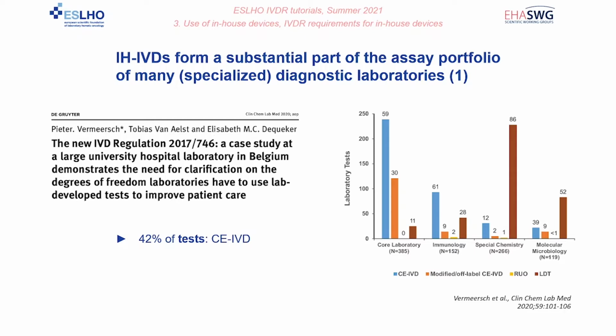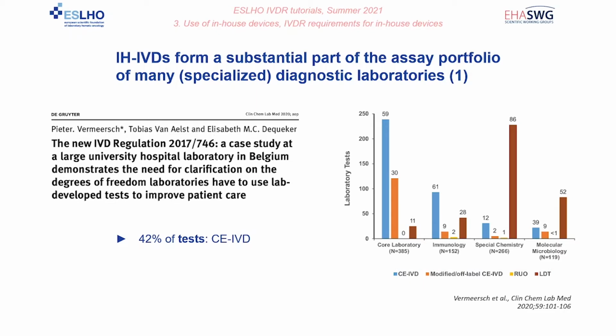First, an interesting study that was published by the University of Leuven last year. They performed a case study, making an inventory of the diagnostic tests that they are running in their hospital laboratories. They looked at different categories of tests: CE-IVDs used as intended, modified off-label CE-IVDs, so CE-IVDs that are used outside of their intended use or deviating from the instructions for use, research use only kits that are used according to the instructions of the manufacturer, or lab-developed tests, or LDTs.